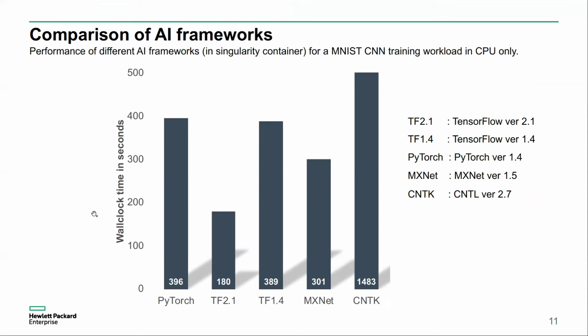In all these slides, the y-axis is the wall clock time in seconds. This chart shows the performance of different AI frameworks for an MNIST CNN training workload on CPU only. PyTorch, TensorFlow 1.4, and MXNet have similar performance, and TensorFlow 2.1 seems to have improved a lot with the recent upgrade. CNTK is not optimized for CPU.